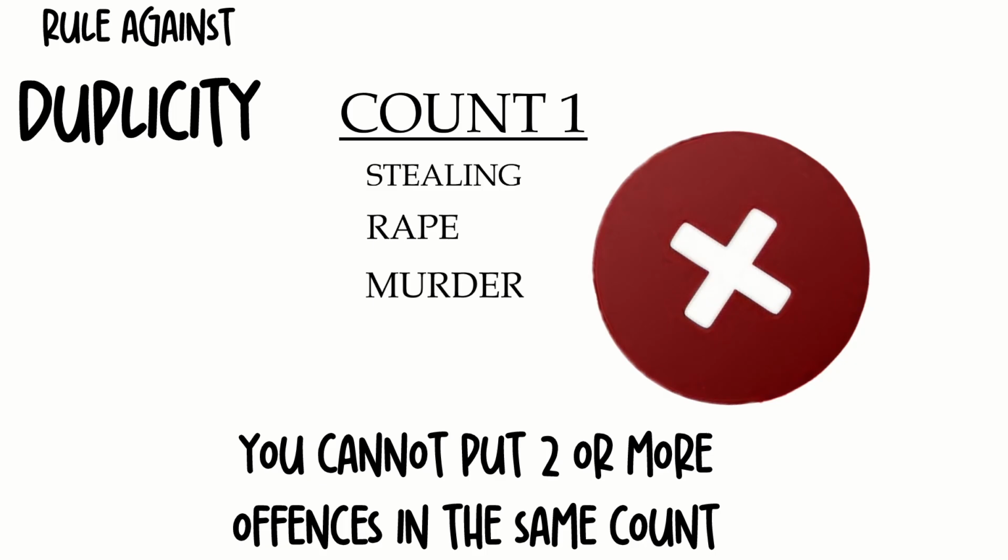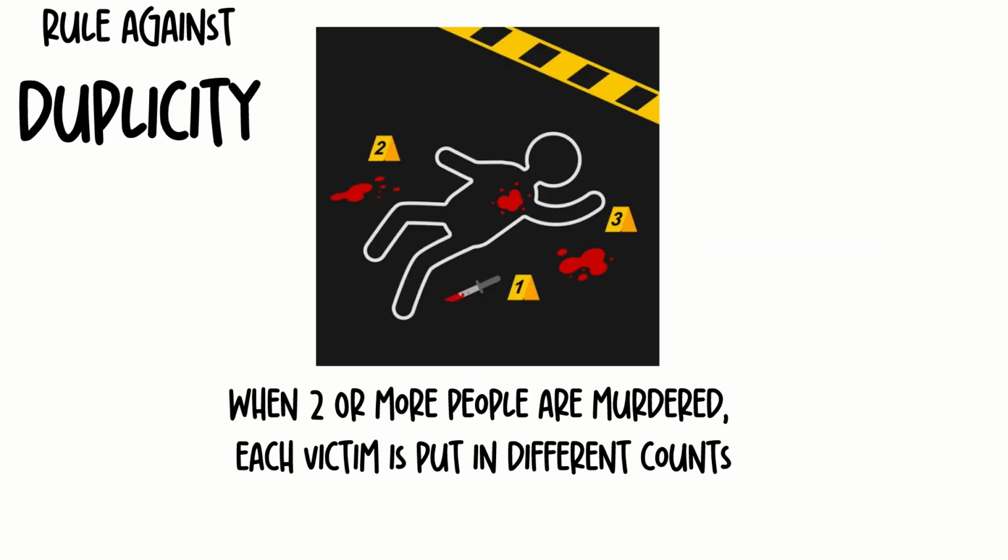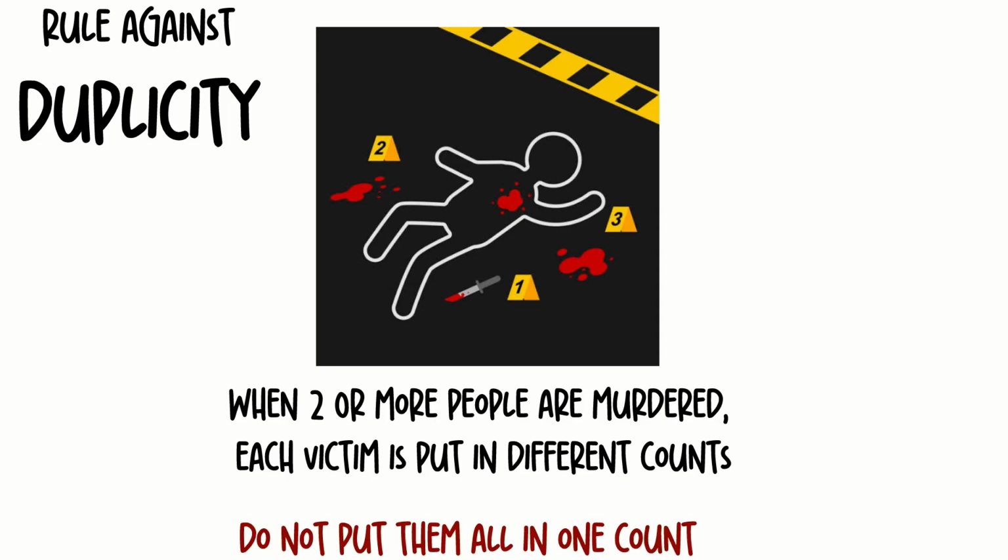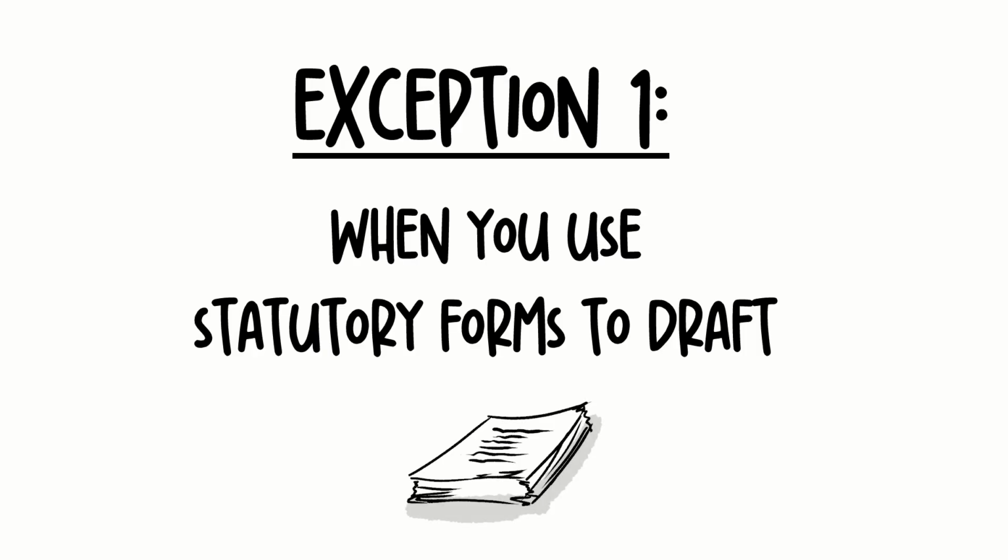This is a good time to say this. If 6 people are murdered, you put the 6 deceased victims in 6 separate counts. Don't put everything together in one count. Now, unlike the last rule, this one has exceptions. Let's dive in. The first exception, where statutory forms are used.